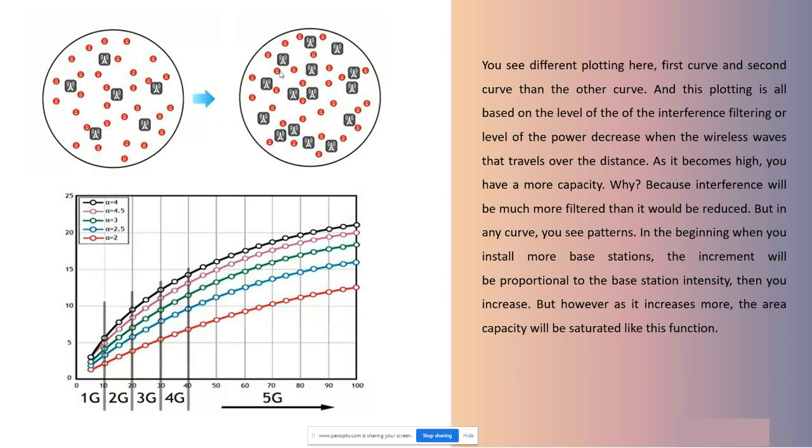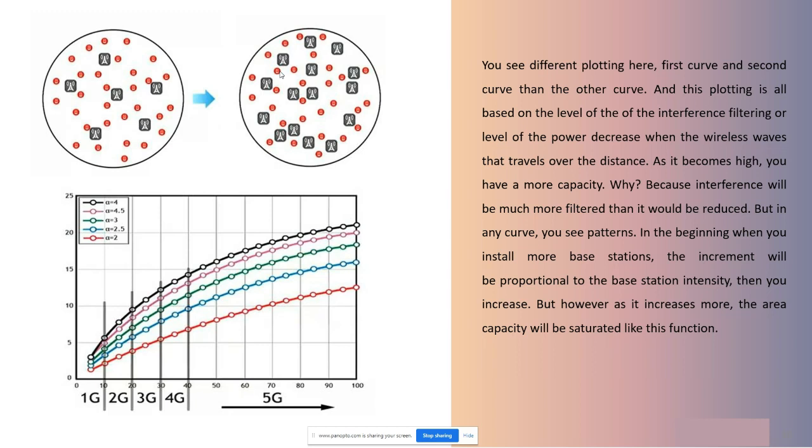So, how many mobile terminals can you support simultaneously? So, you see different plotting here. First curve and second curve and the other curve. And this plotting is all based on the level of the interference filtering or level of the power decrease when the wireless waves travel over distance. So as it becomes high, you have more capacity. Why? Because interference will be much more filtered than it would be reduced.